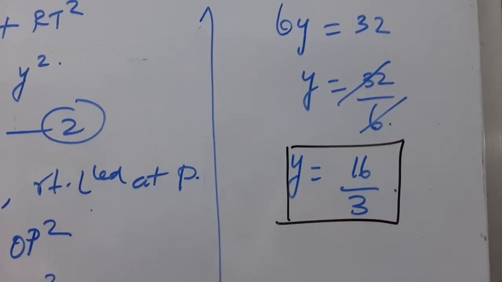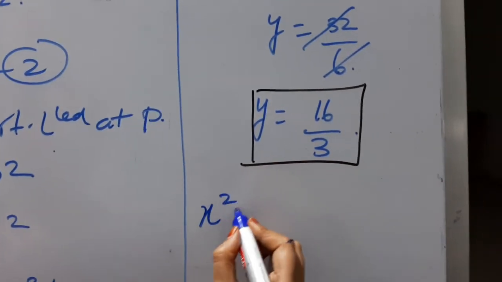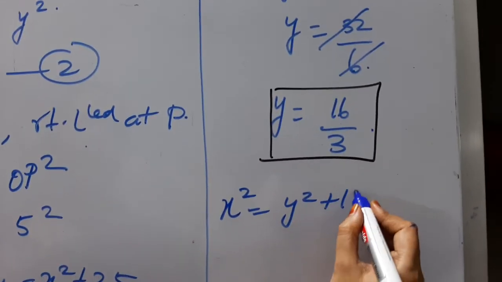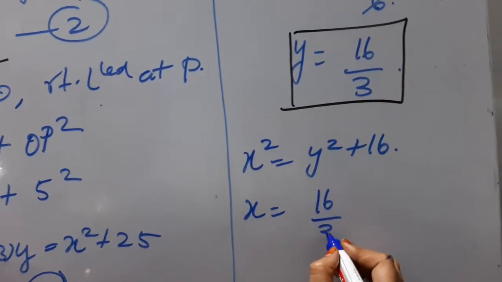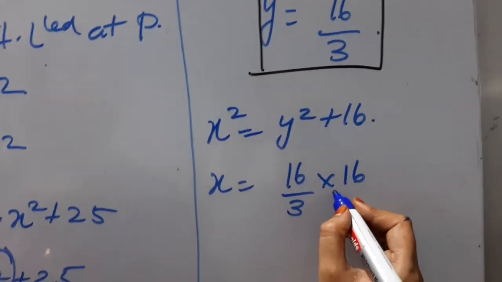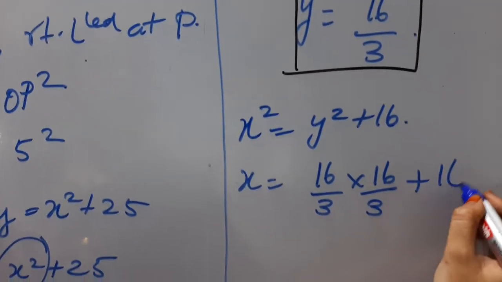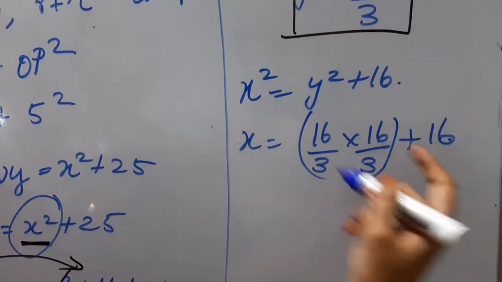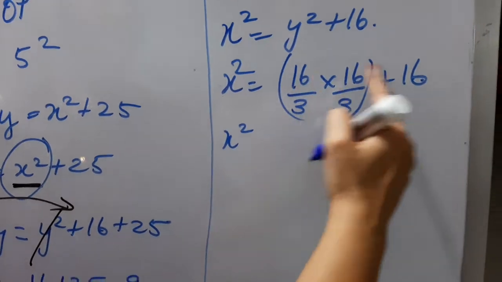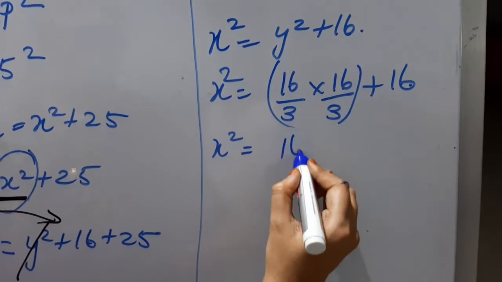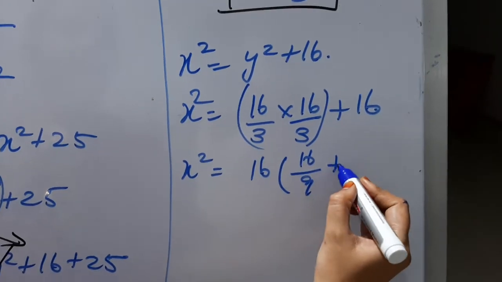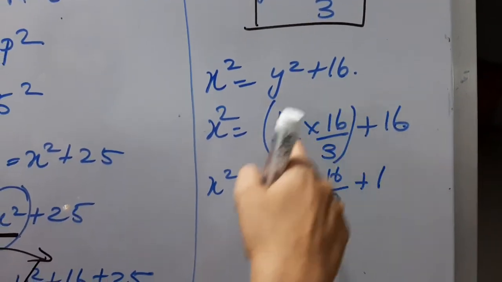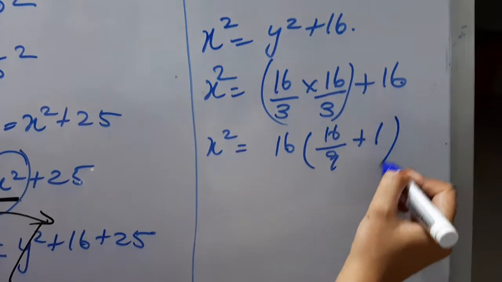Now let us find out the value of x. x, how we will calculate? x square is equal to y square plus 16 by equation 2. Substitute the value of y here, 16 by 3 whole square. I am writing 16 by 3 into 16 by 3 plus 16. So how many terms? 2 terms. x square value, 16 is common, right? Take it out. So what is remaining here? 16 by 9 plus 1. From the 16 also I took 16 outside, so 1 is remaining here.